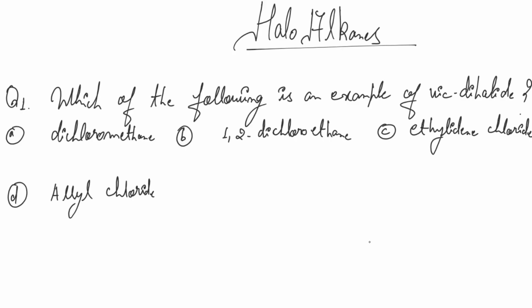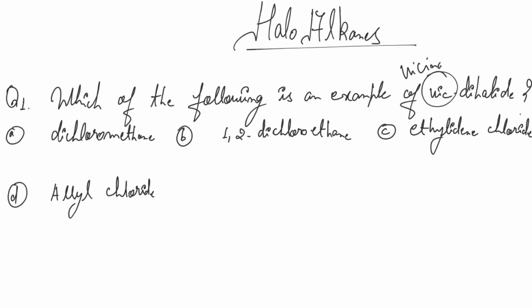So here we will discuss some questions of the haloalkanes. Let's see, one by one, a few questions and how to solve them. The first question is, which of the following is an example of vicinal dihalide? Okay, so vicinal dihalide means vicinal, right?